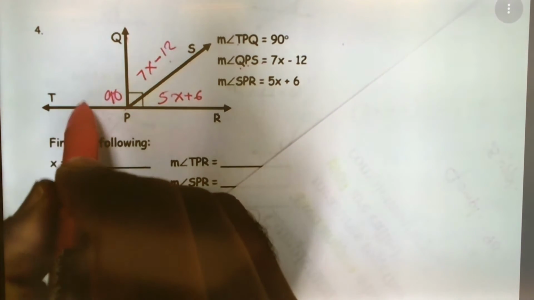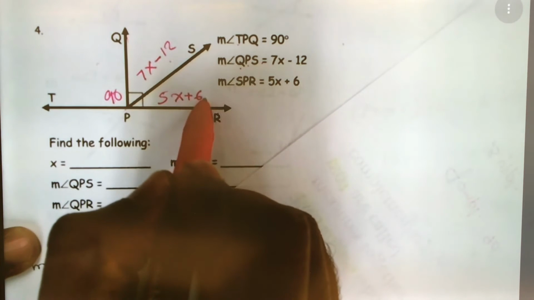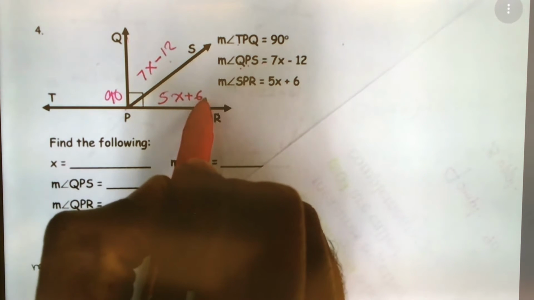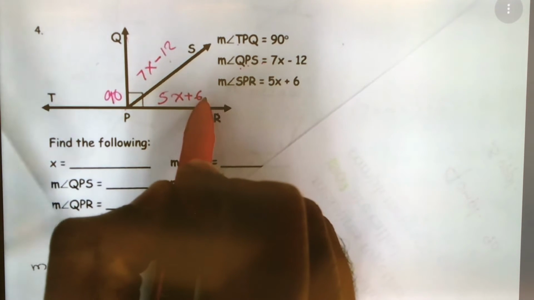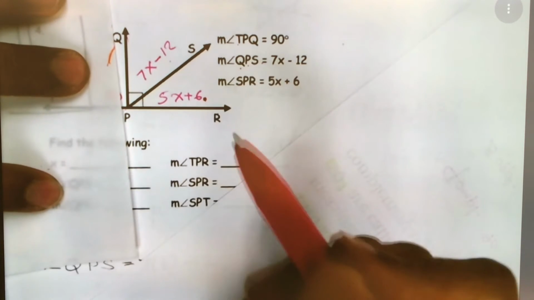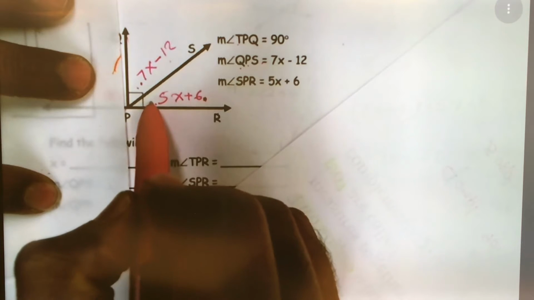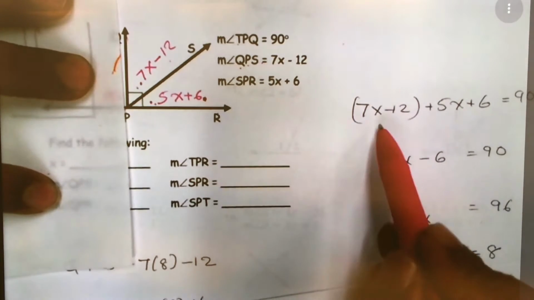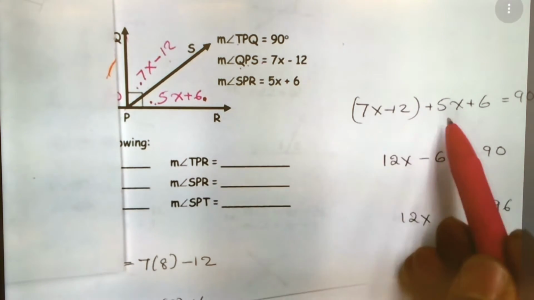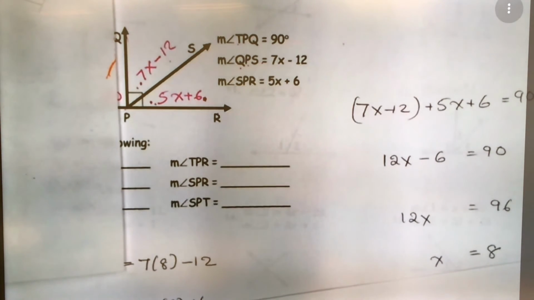If I take all these three angles adding together, all three angles add up to 180. Or I can take just these two angles. Now we can say these two angles together is 90. They are complementary, so that is a little easier to do. So I am going to write 7x minus 12 plus 5x plus 6. They add up to 90.